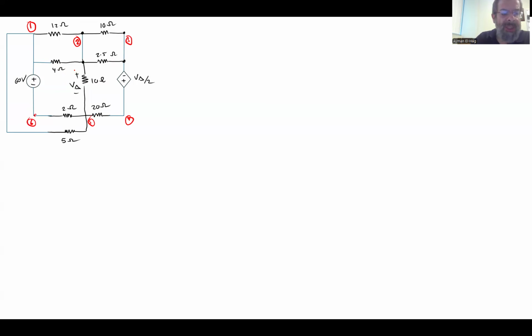Now, clearly the 12 ohm and the 4 ohm are in parallel because they are sharing node 1. So this is 1, and this is 1, this is 2, and this is 2. So they are in parallel. And the 10 and the 2.5 are also in parallel. So basically here, 12 and 4, it's 12 times 4 over 12 plus 4. This is 3 ohm. And here, 10 times 2.5 over 10 plus 2.5, this is equal to 2 ohms.